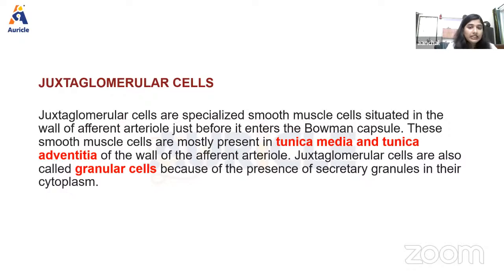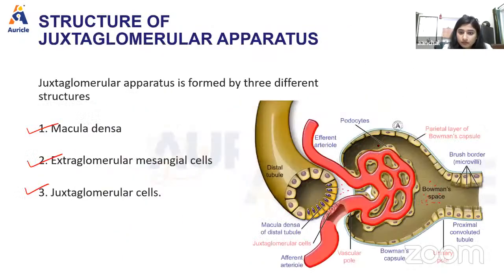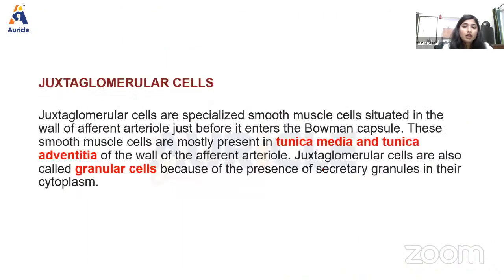So these cells are specialized smooth muscle cells situated in the wall of the afferent arteriole just before it enters the Bowman's capsule. As in the diagram, we have seen the location of JG cells here. Right? This is the location of JG cells. Now, these smooth muscle cells are present in the tunica media and tunica adventitia of the wall of the afferent arteriole. So this is the location of the JG cells.